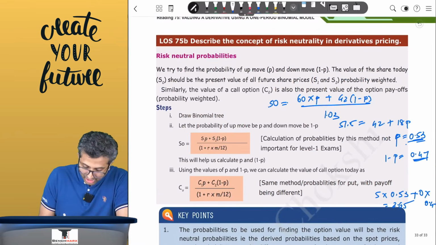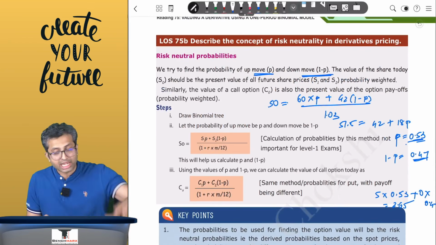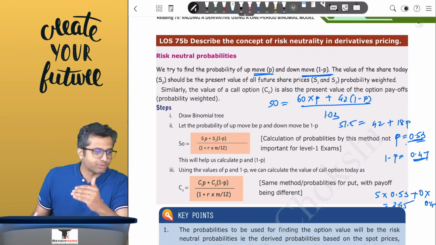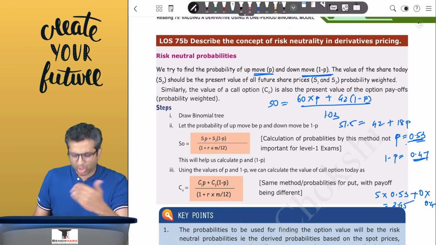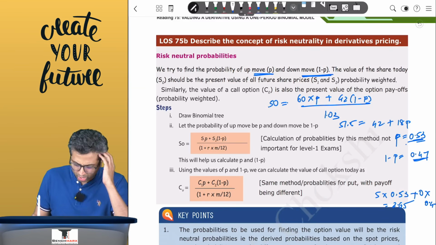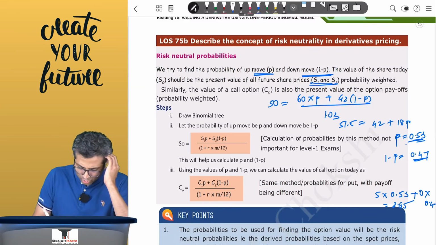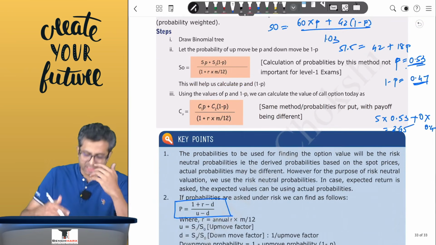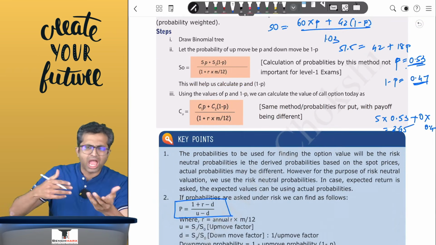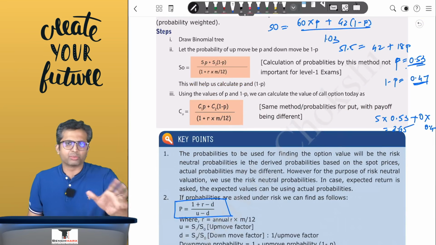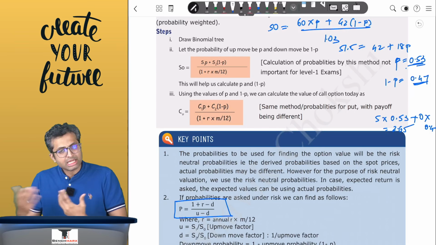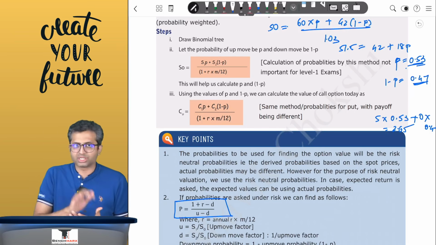So what we try to do is find the probability of up move and down move. The Institute has clearly mentioned, even if you see the Schweser notes, that the calculation of the probabilities of up move and down move is beyond the scope, and hence you don't need to bother about that. But if you do, then you can do this, because it is just an MCQ: find the probability of up move and down move by taking spot prices as the present value of future cash flows. Use that for the call option prices and you will get the call option value.